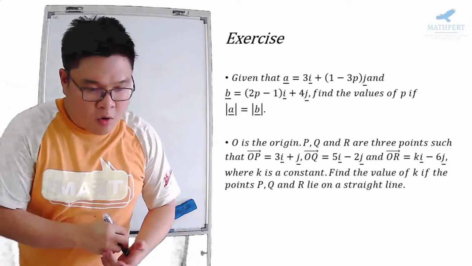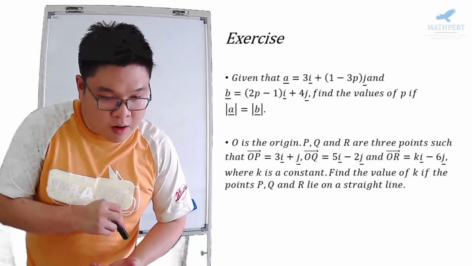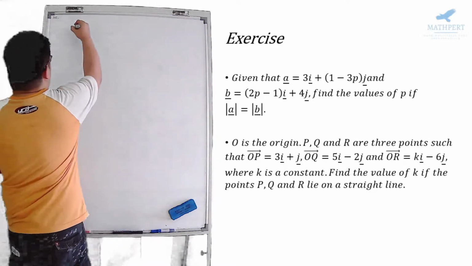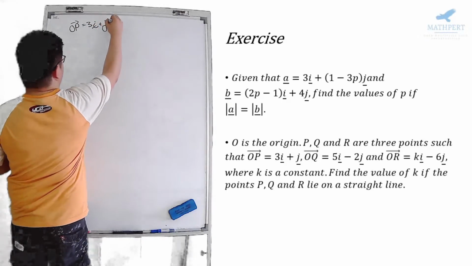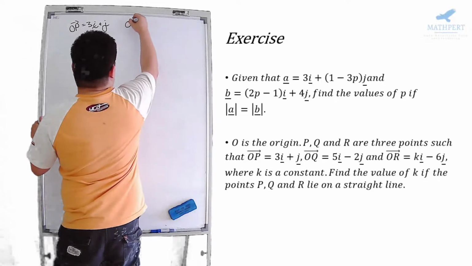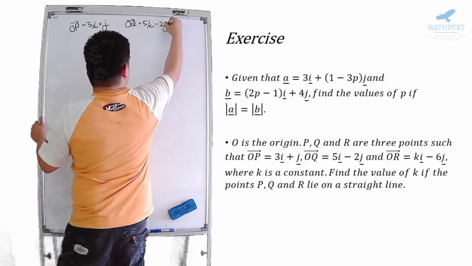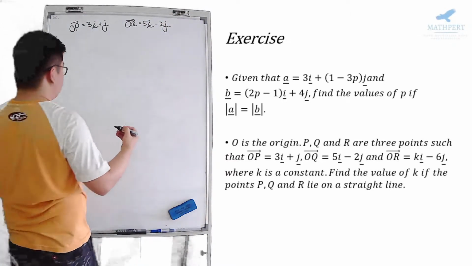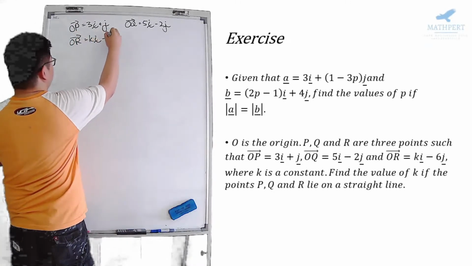Okay, O is the origin, and P, Q and R are 3 points such that OP is 3i plus j, OQ is 5i minus 2j, and OR is ki minus 6j.